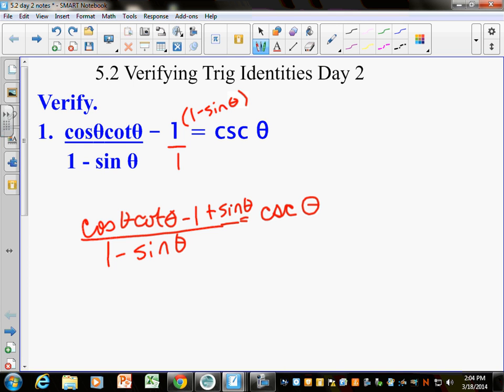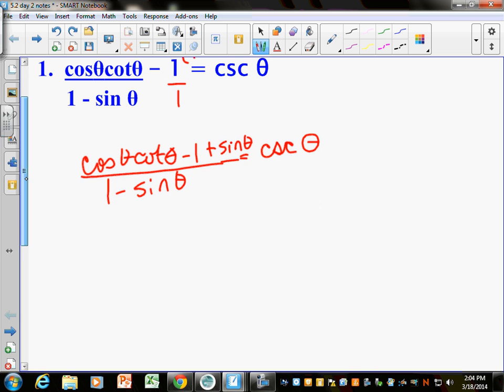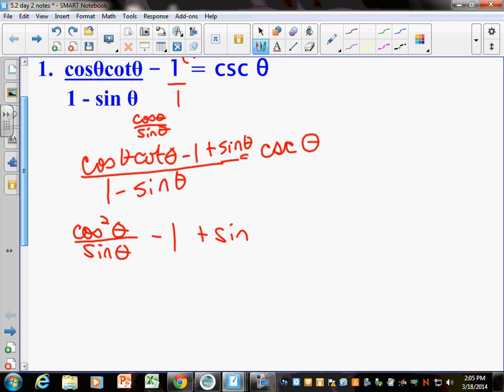Alright, what do you think? I was going to say cotangent and switching. We could change cotangent. What is cotangent? Cosine over sine. It'd be really nice if it was sine over cosine, but it's not. I'm going to just write this up here: cosine over sine. So if I multiply those together, I get cosine squared theta over sine theta. That's just putting cosine and cotangent together. Minus 1 plus sine.